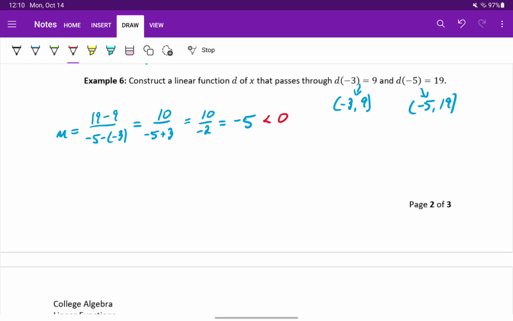We're not looking at the graph again, but we can see that our slope is less than 0, meaning this is a decreasing line. And we have the beginning of our equation, y equals -5x plus b. From there, we plug in a value for x and a value for y, choosing either of our coordinate pairs. I'll plug in 9 for y and -3 for x, leaving us with one unknown to solve for.